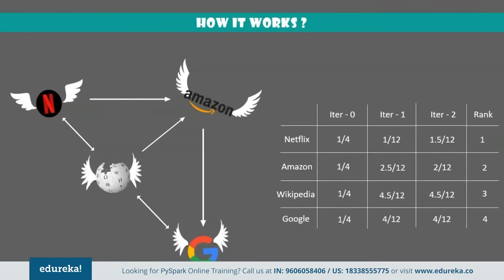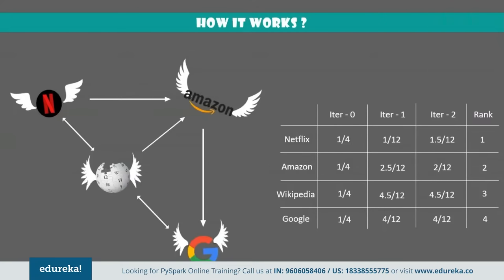Now, to get a clear idea about how it works, let's take an example here. We have four pages: Netflix, Amazon, Wikipedia and Google. Initially, what we do is assign the value of 1 to all the pages. Keep that in mind. According to our formula, in the zeroth iteration, to get the PageRank, we divide it equally among all the pages in the network. So the PageRank at iteration 0 for Netflix is 1 by 4, for Amazon it's 1 by 4, for Wikipedia it's 1 by 4, and for Google it's 1 by 4. Now, this is the initial iteration, so it doesn't count.